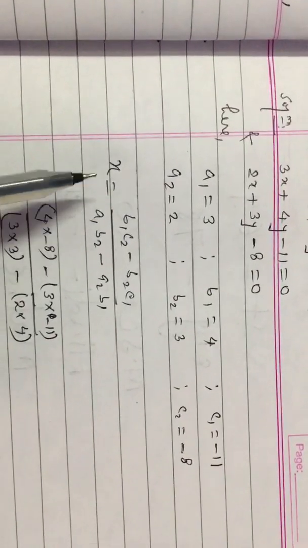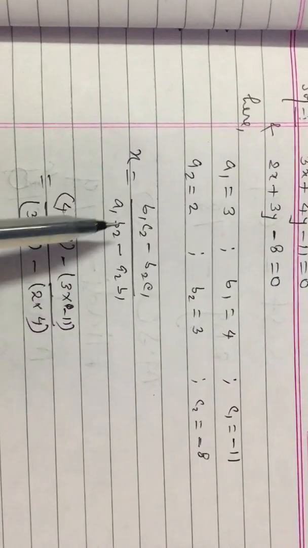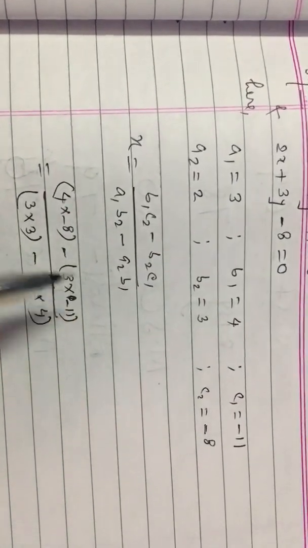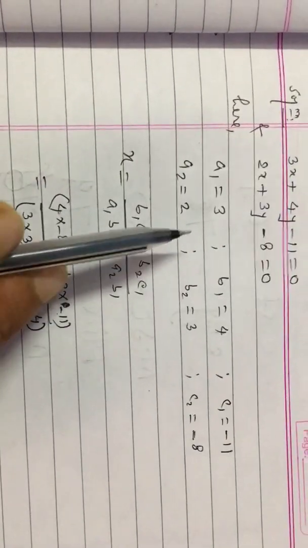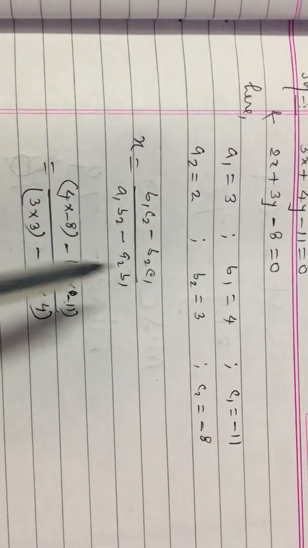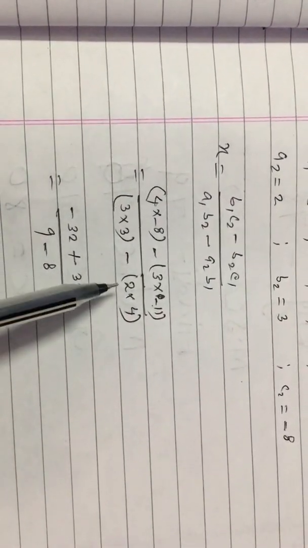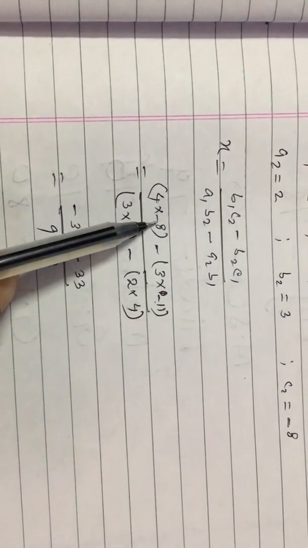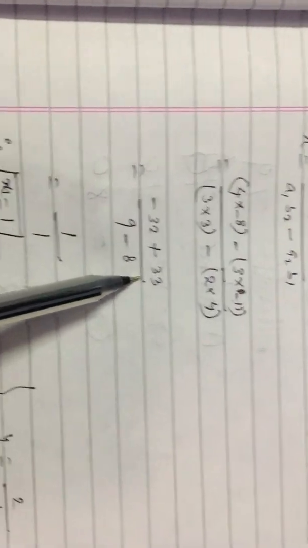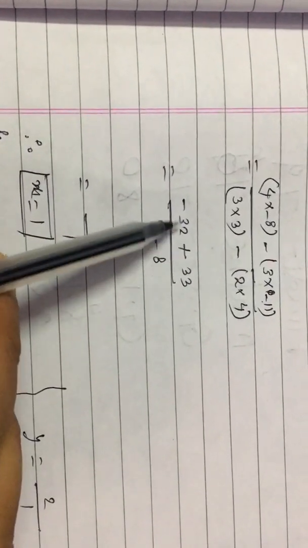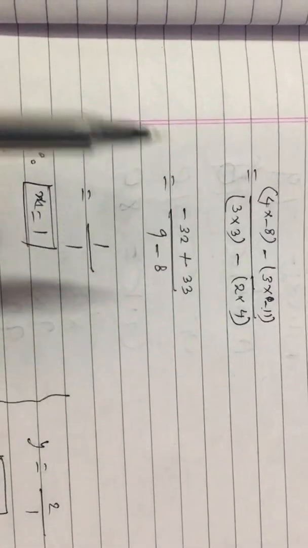This is the formula for x: b1 c2 minus b2 c1 by a1 b2 minus a2 b1. b1 c2, 4 into minus 8, minus 3 into minus 11, a1 b2, 3 into 3, and a2 b1, 2 into 4. So 3 3s are 9 and 2 4s are 8. 4 8s are minus 32. This minus minus plus, 11 3s are 33. So minus 32 plus 33 is plus 1. 9 minus 8 is 1. And 1 divided by 1, that is 1.